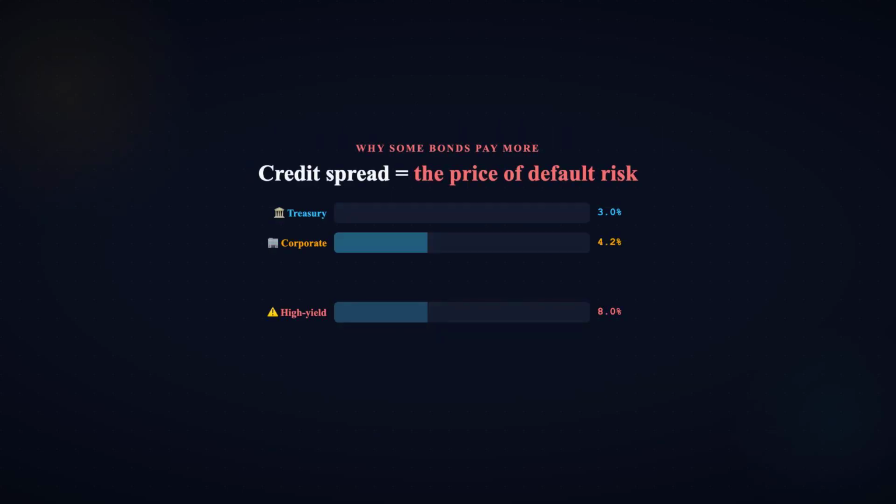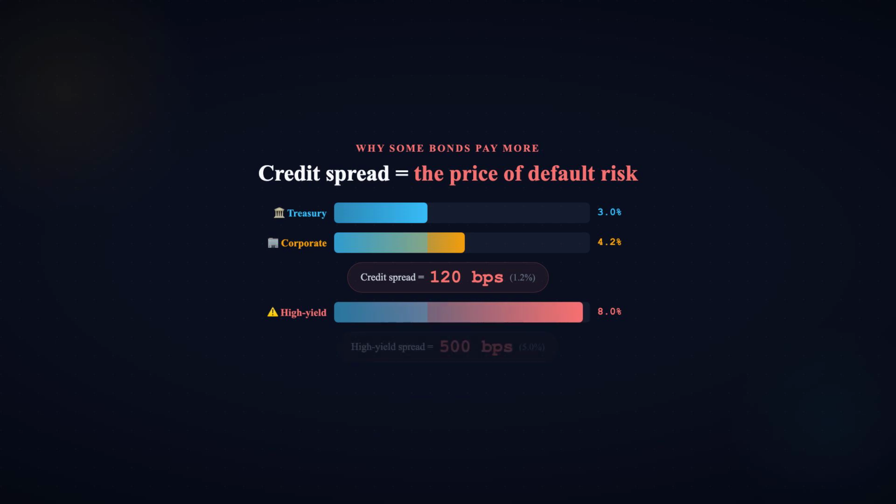Now, why do some bonds yield more than others? Start with government bonds. A U.S. Treasury is backed by the full faith and credit of the federal government. The chance of default is treated as essentially zero. So the yield on a Treasury reflects only the time value of money and expected inflation. It is the risk-free rate. The floor. Corporate bonds are different.